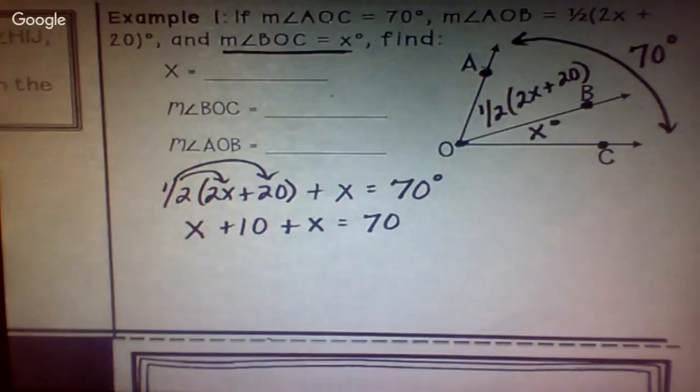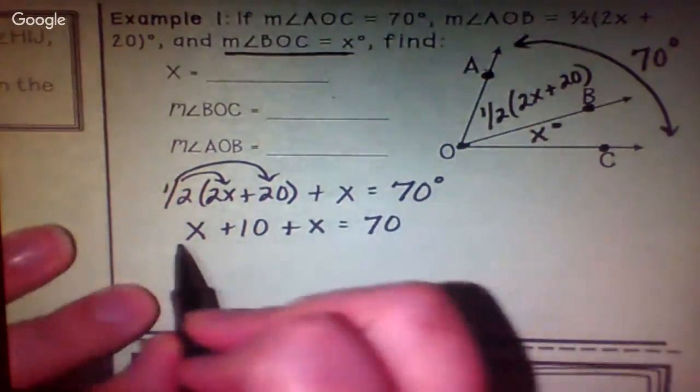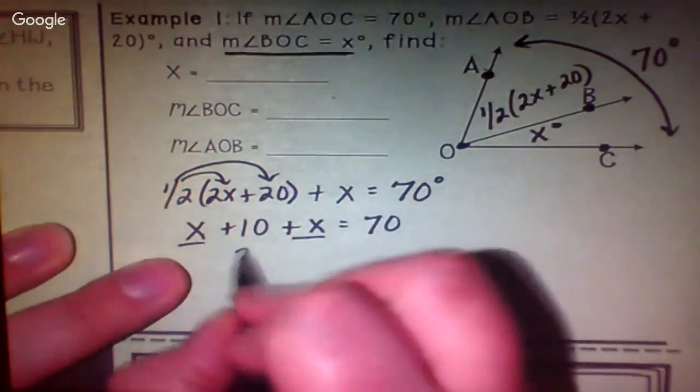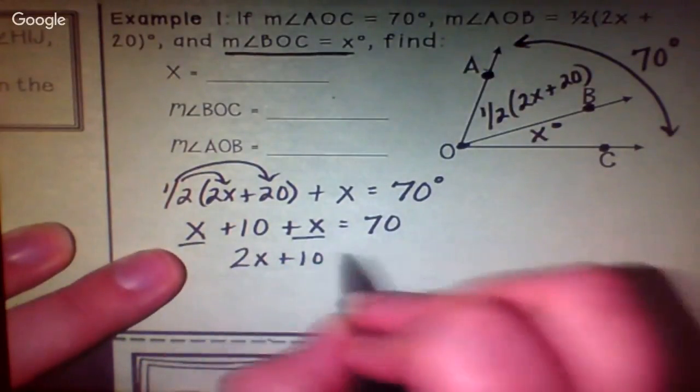Okay, now what? Like terms. You've got these two x's on the left. They're alike, so they go together. 2x plus 10 equals 70.